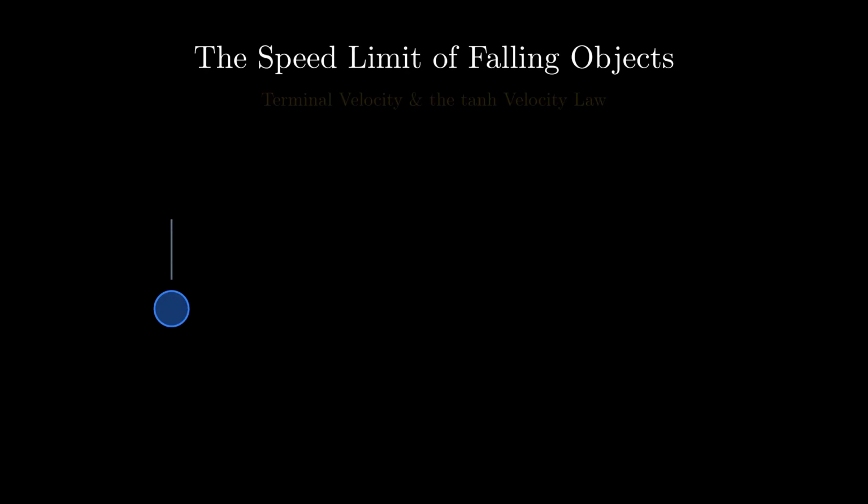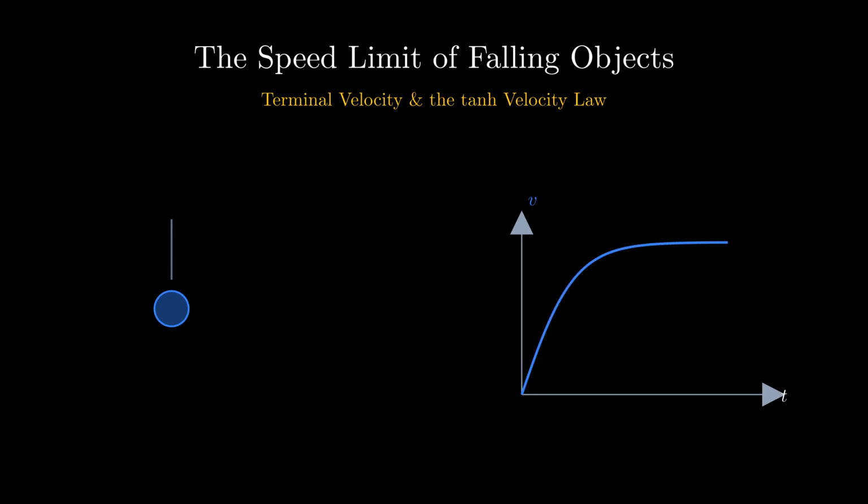Drop a marble and it speeds up, but drop it far enough and something surprising happens. It stops accelerating. It reaches a top speed and holds it all the way down. A raindrop does this, so does a skydiver. That ceiling on speed is called terminal velocity, and today we will derive exactly where it comes from and how velocity climbs toward it over time.